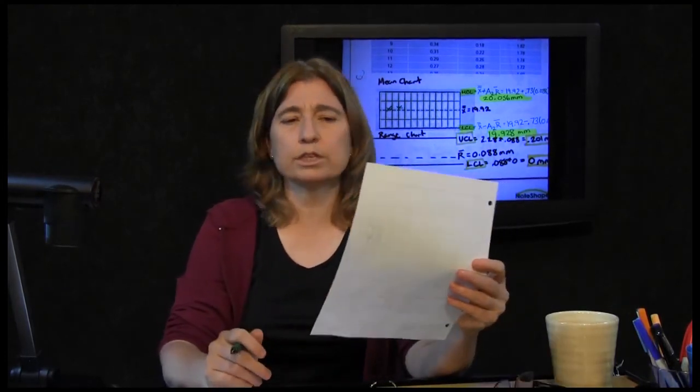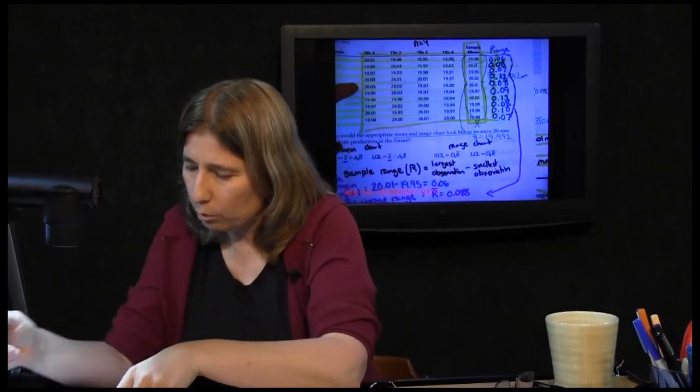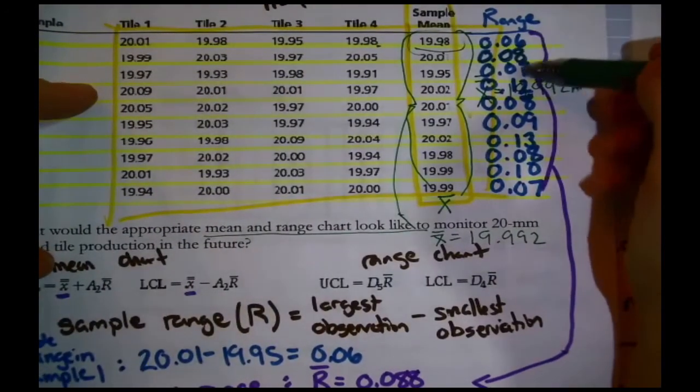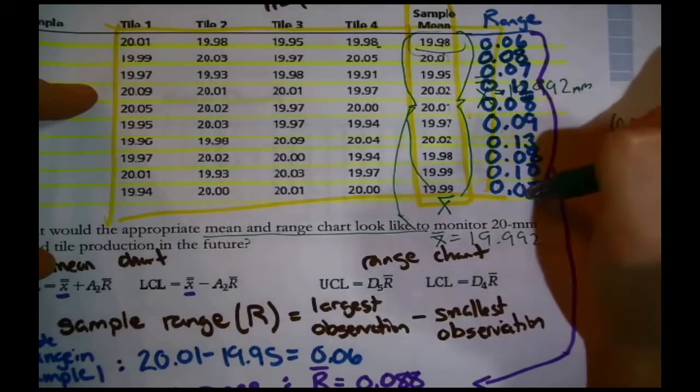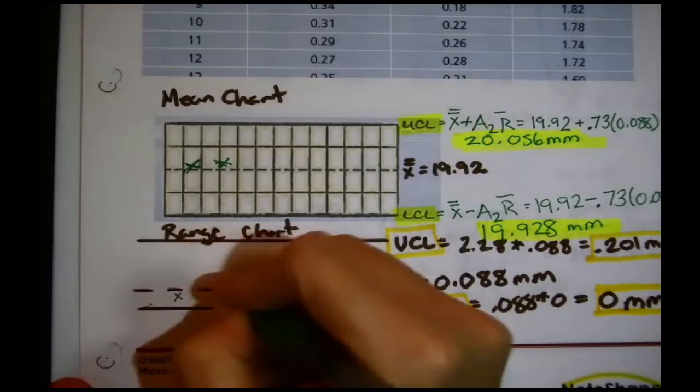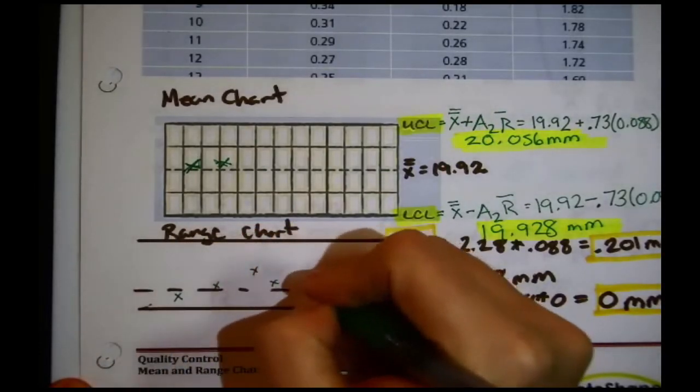And notice we never did have any one of these samples that had that larger range, and that would make sense because these samples were taken when this was in control. In the future, they would just continue to plot those ranges to continue to monitor both the average diameter, that's the mean chart, and the degree of variation around that diameter, that's the range chart.